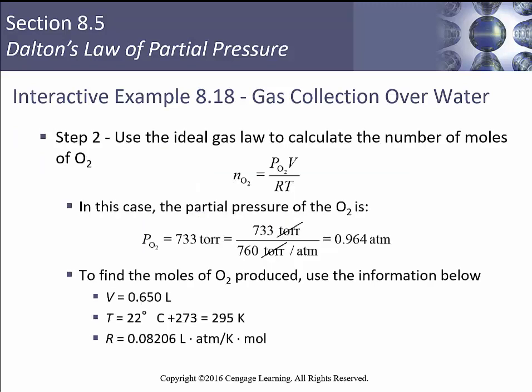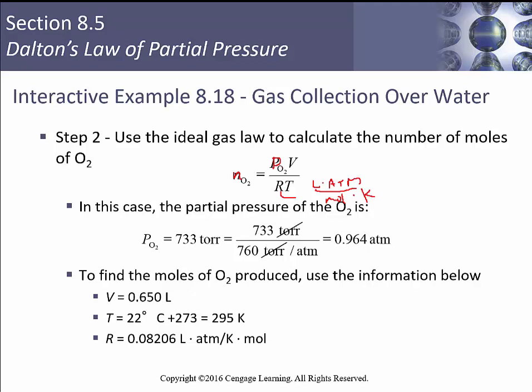From there, once we've got the pressure, the volume, and the temperature, we can calculate the number of moles of oxygen. So the number of moles of oxygen are going to be equal to the partial pressure of oxygen, so just the oxygen one, times the volume divided by R and T. So we'll do 733 torr. We're going to convert that into atmospheres, because R is in liters times atmospheres per mole Kelvin. We got 0.964 atmospheres.